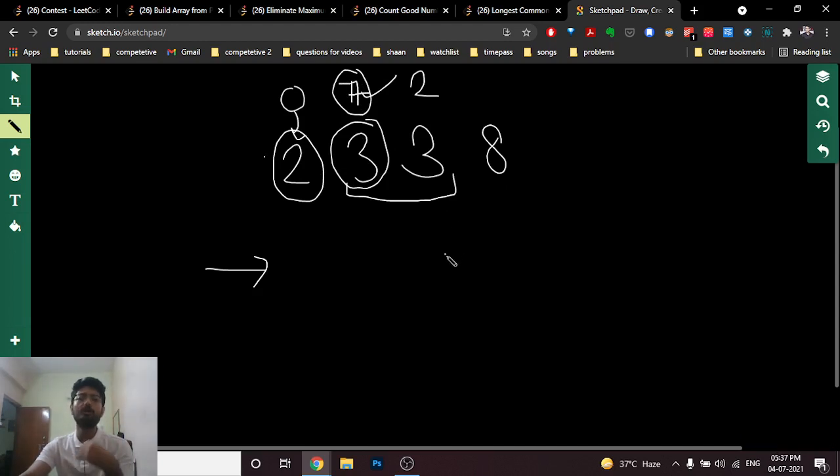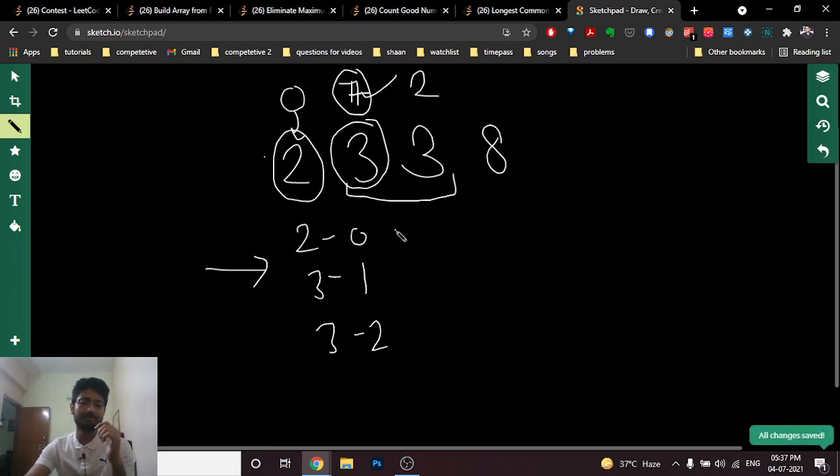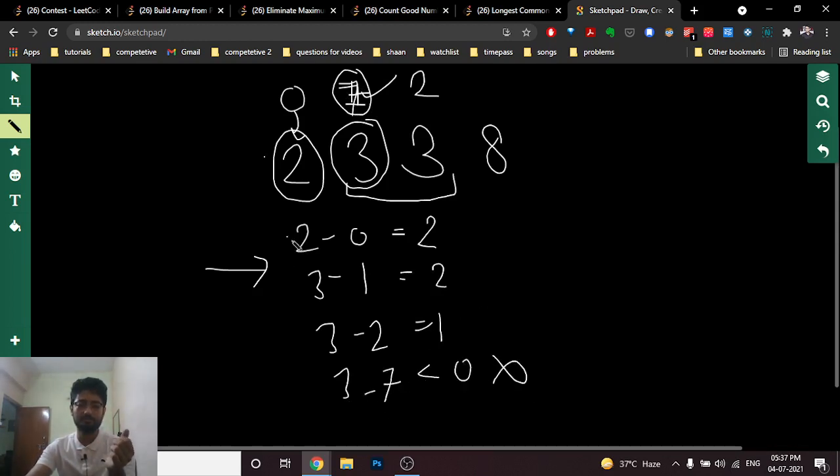Okay, you can also do that in another way: you can just compare them, or you can subtract them. So subtract means 2 minus 0, 3 minus 1, 3 minus 2, and after subtracting, every number will be positive. As you can see, if any number turns negative, like 3 minus 7, this number turns out to be negative. So at this point you have to stop, because now the monster will enter your village.